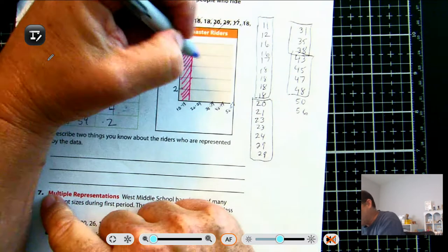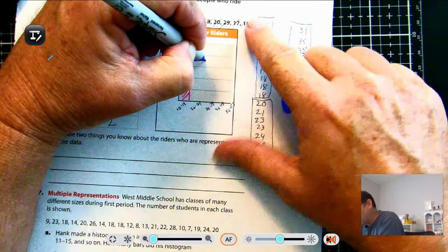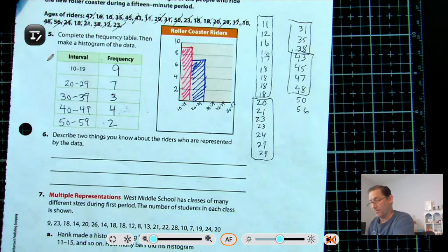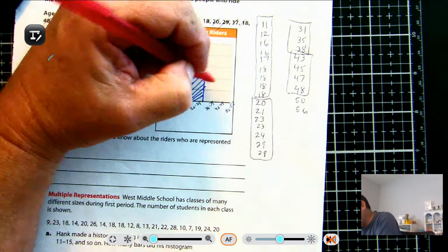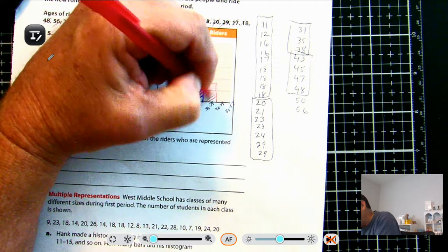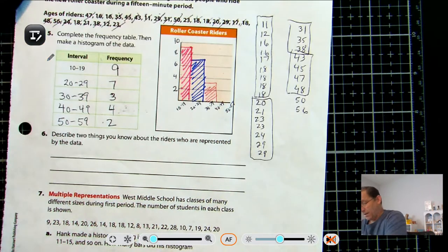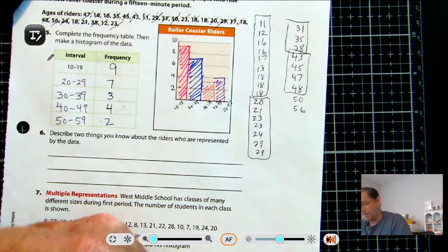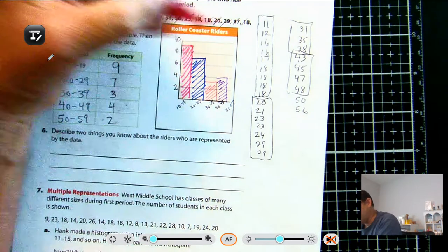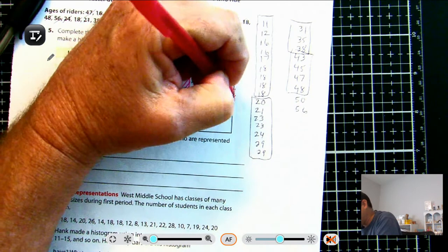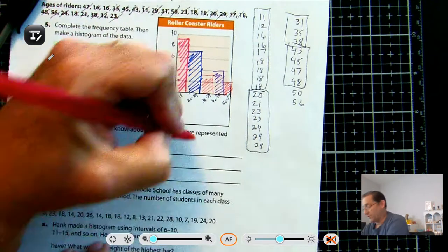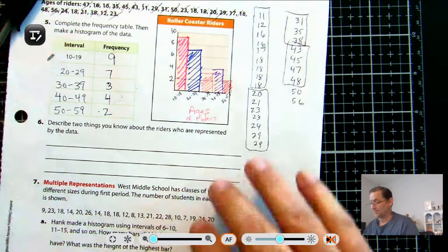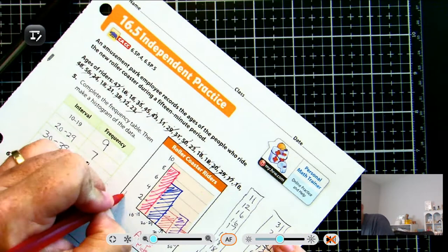20 to 29, 7. 30 to 39, 3. 40 to 49, 4. And our last one is just 2. All right, so these are ages of writers, and these are the frequency.